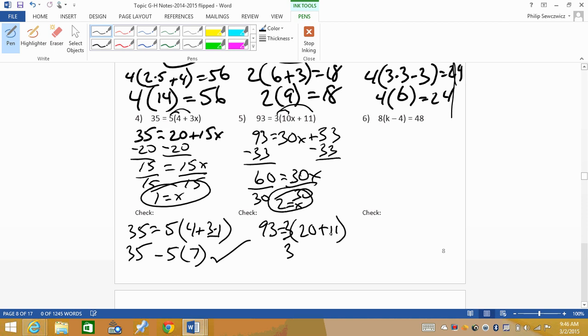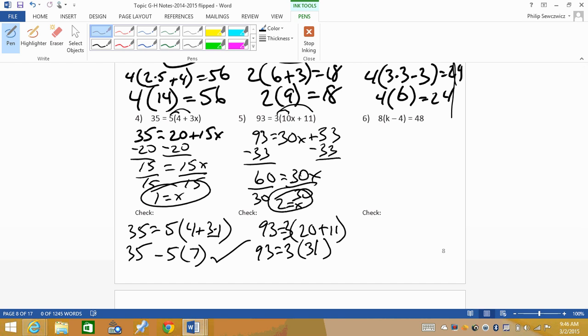So 20 plus 11 is 30, is that 33? Yeah. So is 3 times 33, does that actually equal? All right. No, that's 99. Oh, so what's wrong here? Yeah, it's not 33. 20 plus 11 is 31. So is 93 equal to 31 times 3? Is that 93? It most certainly is, so we are good.